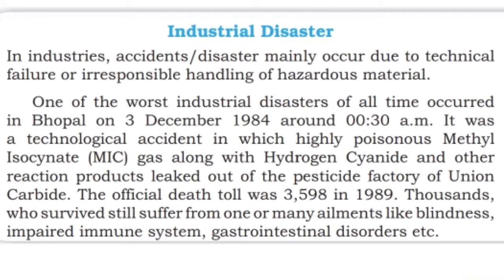It was a technical accident in which highly poisonous methyl isocyanate, or MIC gas, along with hydrogen cyanide and other reaction products, leaked out of the pesticide factory of Union Carbide. The official death toll was 3,598 in 1989. Thousands who survived still suffer from one or many ailments like blindness, impaired immune system, gastrointestinal disorders, etc.